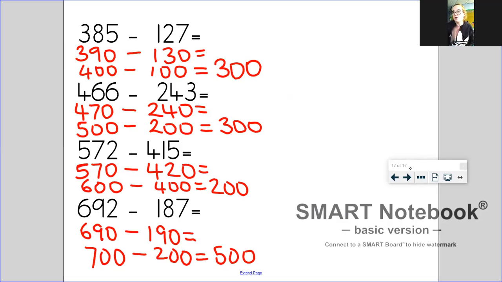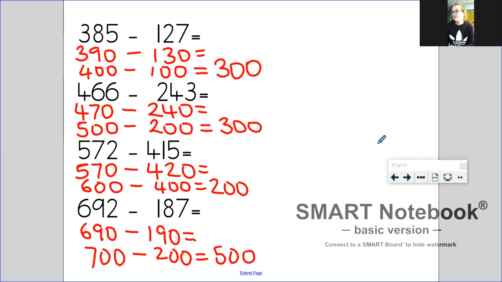So the first one, I'm given an estimated answer of 300. On the second one, I'm given an estimated answer of 300 again. On the third, I'm given an estimated answer of 200. And on the fourth, an estimated answer of 500. Okay, so these are just estimations. It's within the ballpark. It's what I think the answer is going to be around. I think the numbers are going to be around that number.